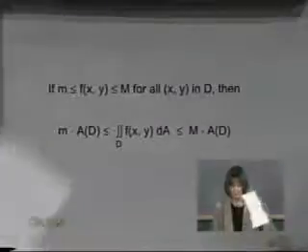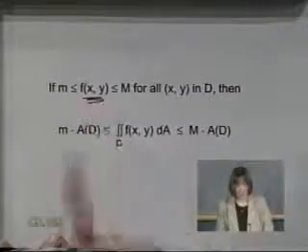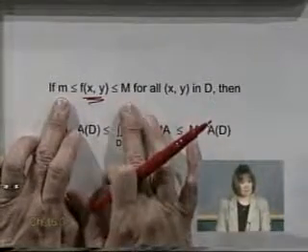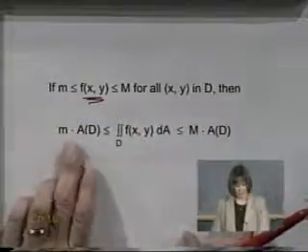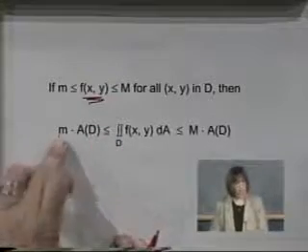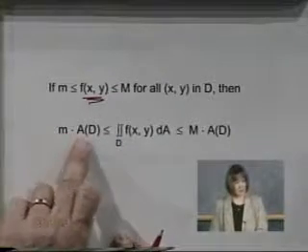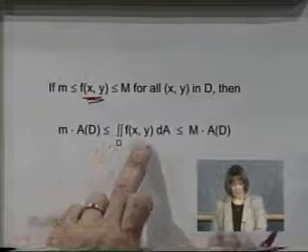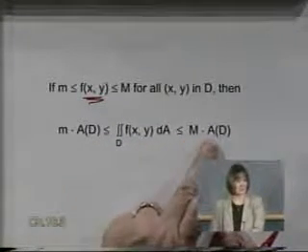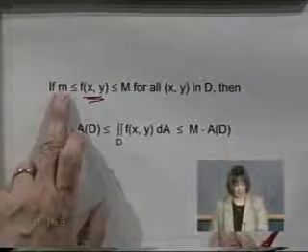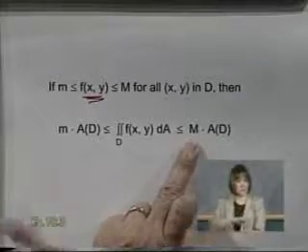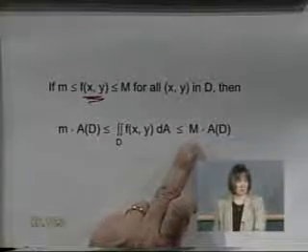Thirdly, if your height, your f of x,y, can be sandwiched between two constants, little m and big M, it only makes sense that, with A(D) meaning your area of the region, if you make your height be m times your area of your base, that'll be less than or equal to your double integral, which will be less than or equal to your maximum height times your area. Because this is a height that's less than or equal to your f of x,y, and this is a height that's greater than or equal to. So if your roof's somewhere in between, your volume will be between those two.